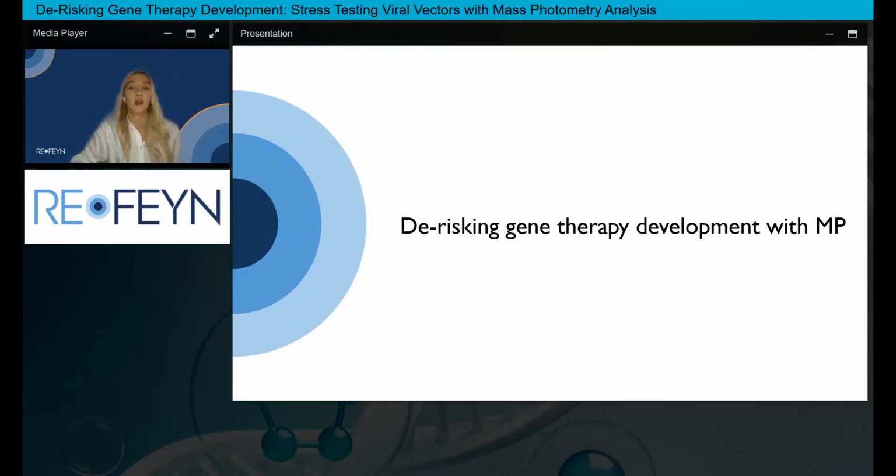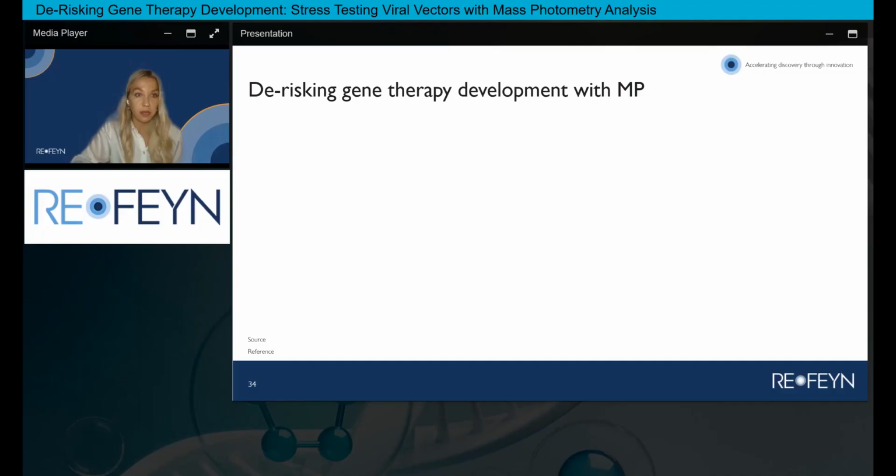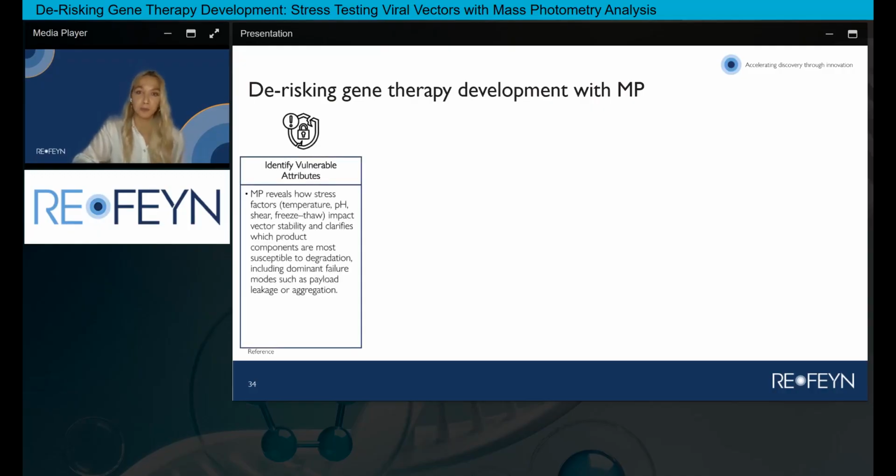So how do we de-risk gene therapy development? This is where mass spectrometry comes in, because it's a powerful tool to de-risk your gene therapy by providing real-time, label-free insights into product integrity and stability. So it helps you identify vulnerable attributes very early on.